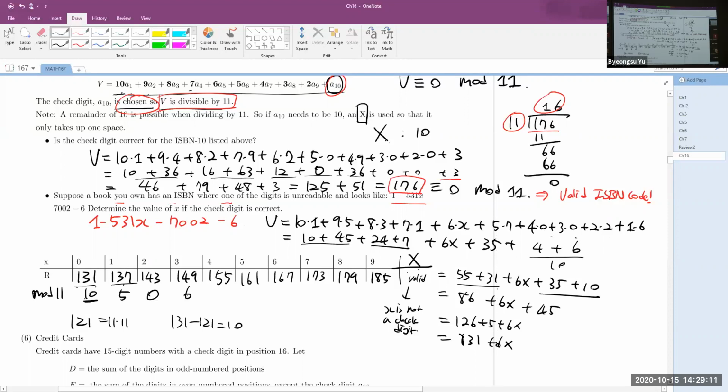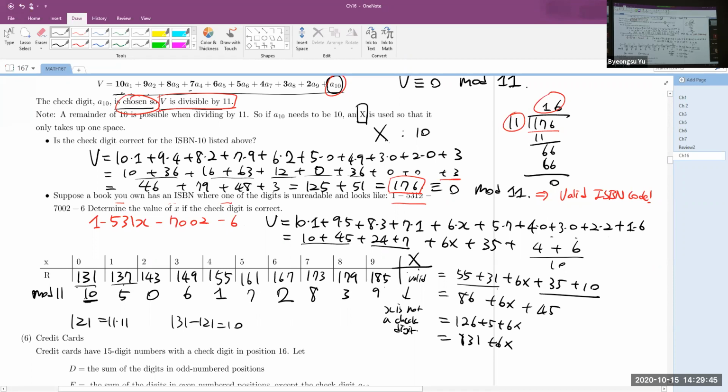Adding 6, you can get 12, which mod 11 is just 1. And adding 6, you can get 7. Adding 6, you can get 13, but 13 mod 11 is 2 because 13 is 11 plus 2, so you can get 2. And by adding 6, you can get 8. And 14 mod 11 is 3. And lastly, 3 plus 6 is 9.